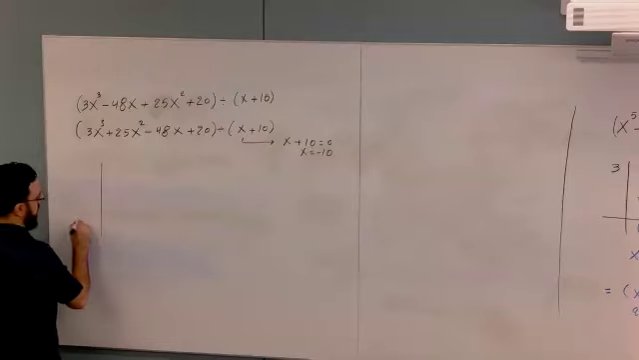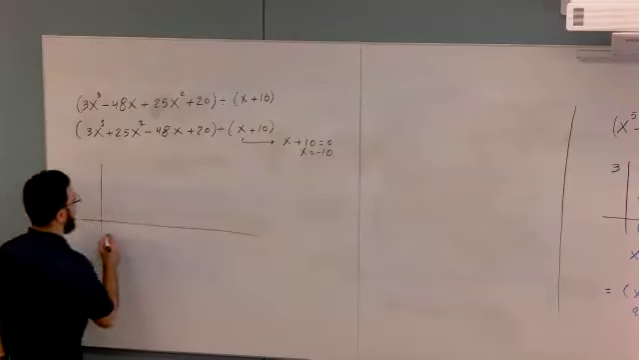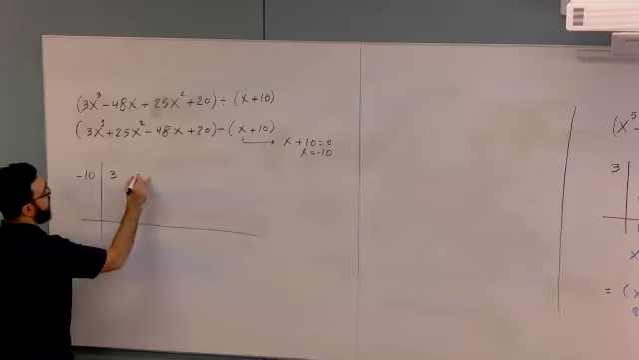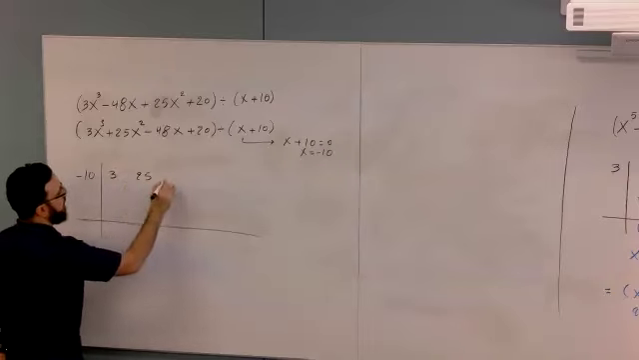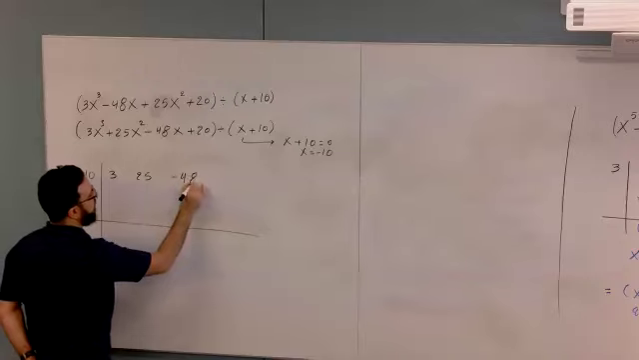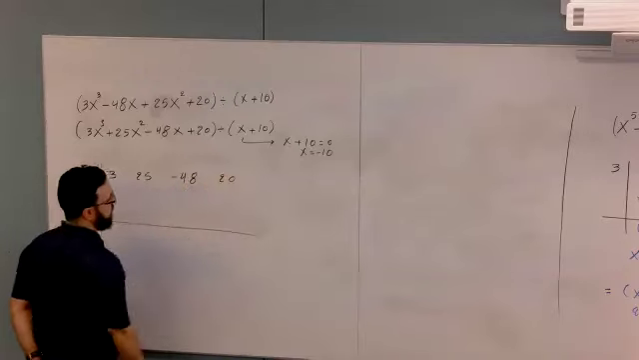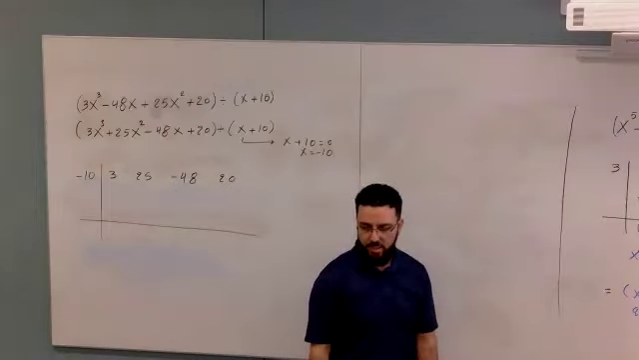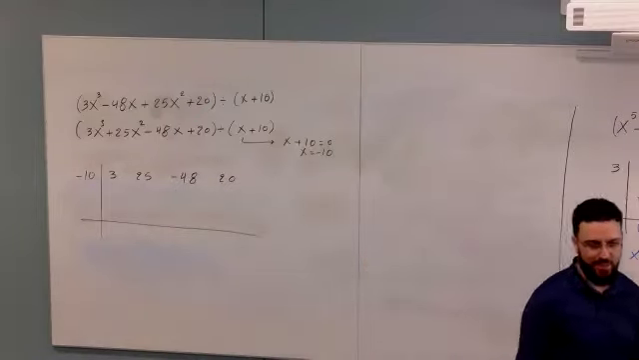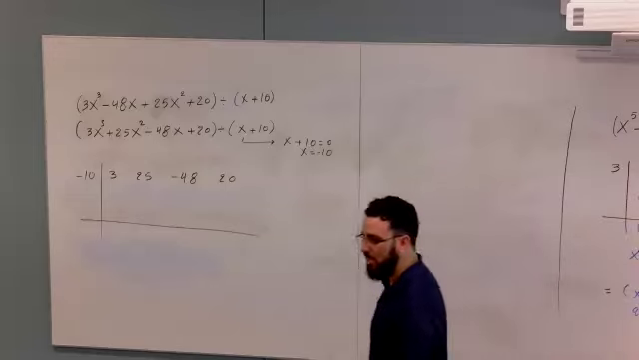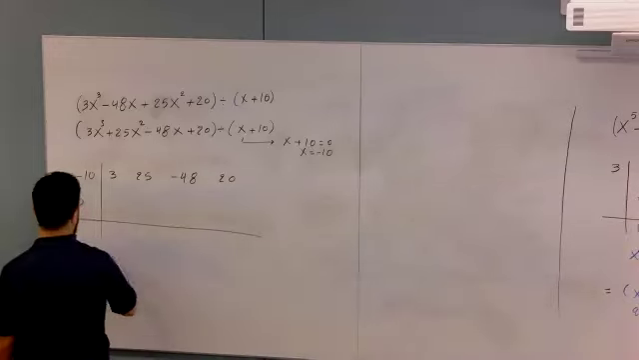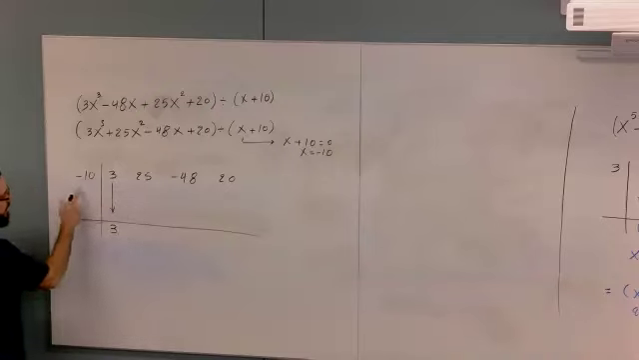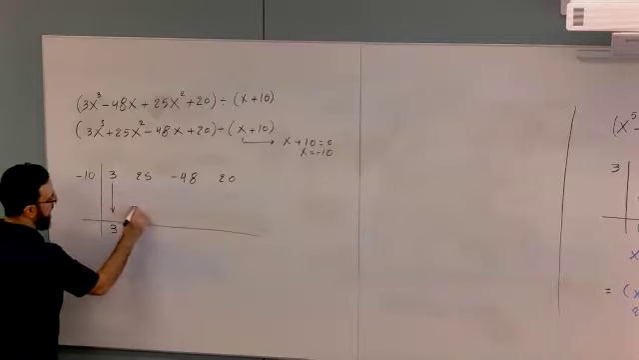Put negative 10 here. 25, negative 48, 20. Is that okay? That's good. Start working on it. So what's the first step? Bring it down. Write down the 3. Negative 10 times the 3.